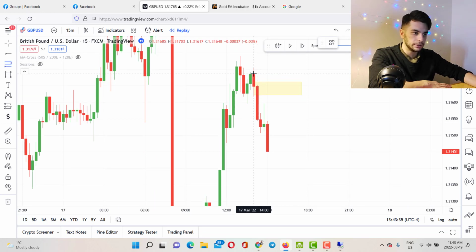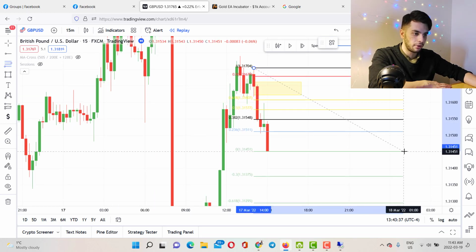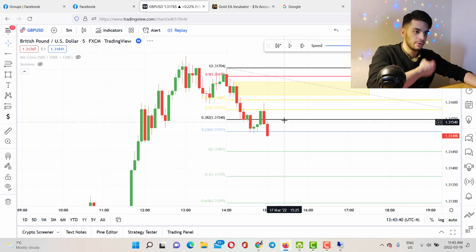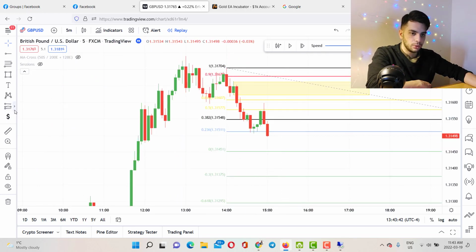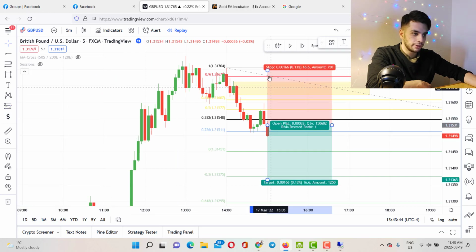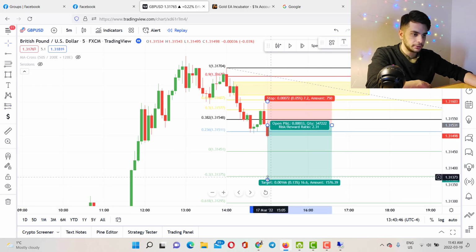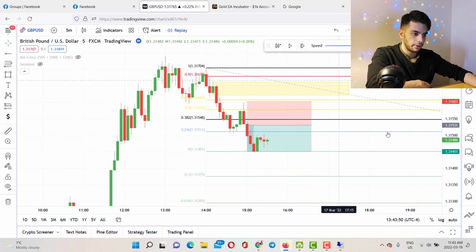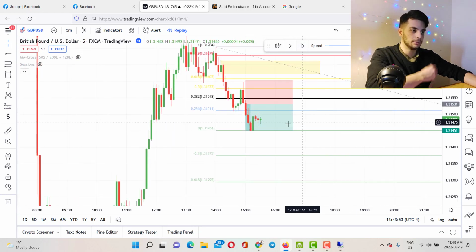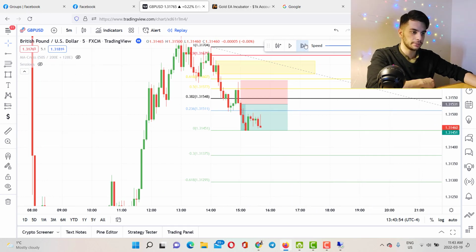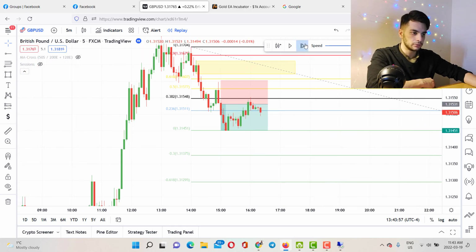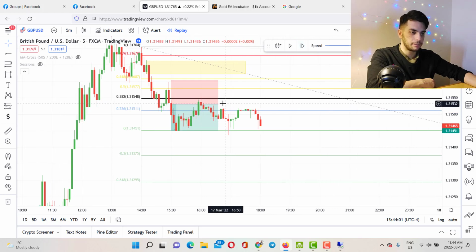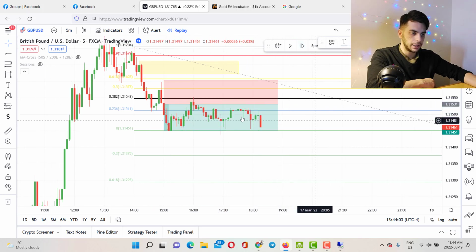It started from here all the way to here. It tapped into the golden zone. See, it tapped into the golden zone. You can take your sell position here and then close it here if you wanted to. Okay, it tapped into our TP. It was a 1-to-1 trade. Yeah, it literally tapped into our trade, and now it's consolidating.